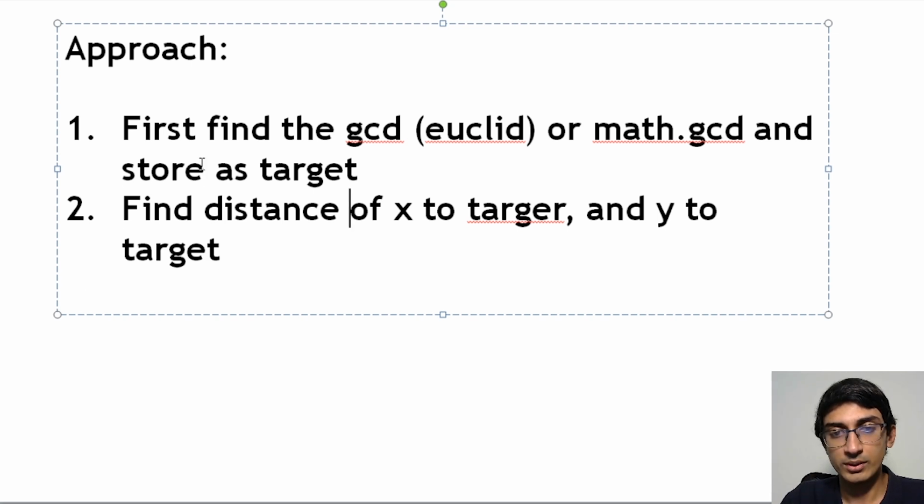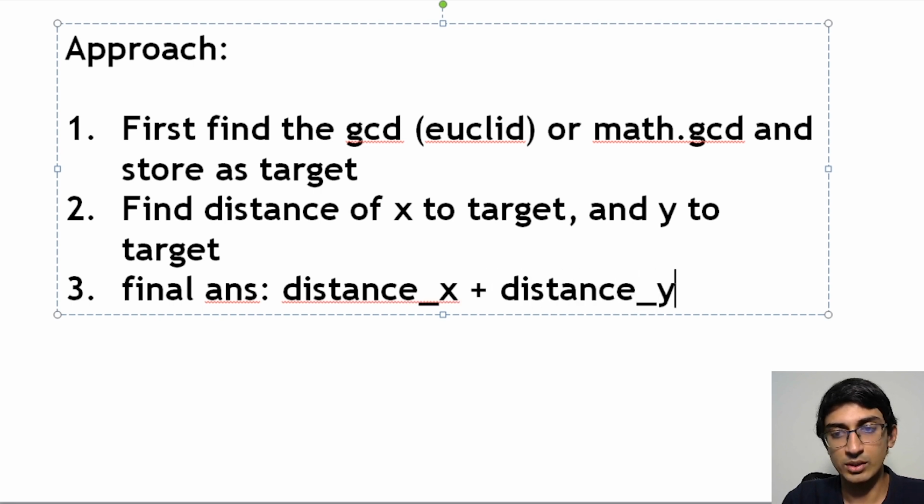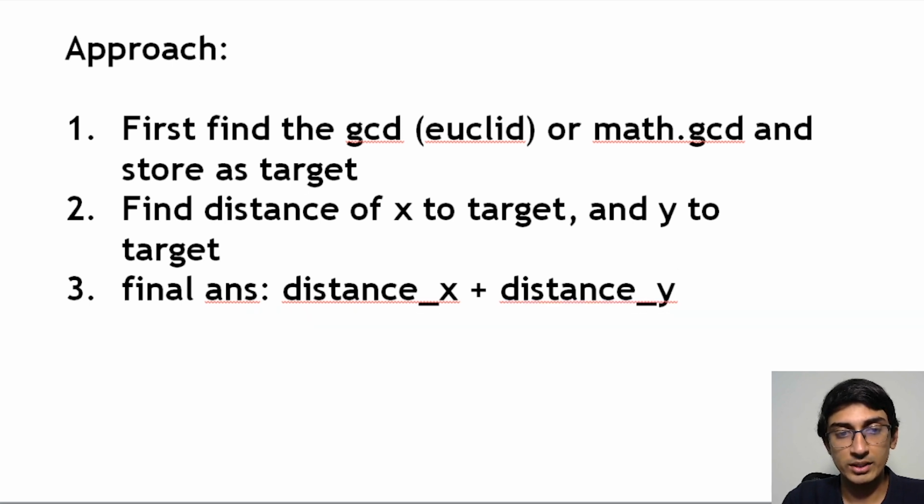Sorry for that. But how do we end up finding the distance of x to the target and y to the target? The final answer is distance x plus distance y, right? That's what the final answer will be. And the floor we've already found before. But how do you find the distance of x to the target and the distance of y to the target?